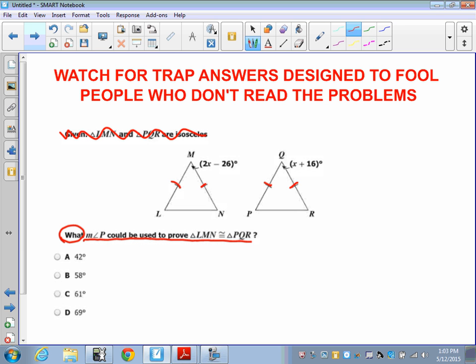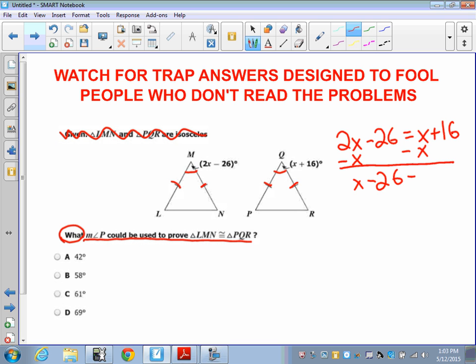But how are these trap answers? We should see that these 2 angles here are going to be congruent. 2x minus 26 is going to equal x plus 16. So we just solve for x. x minus 26 is equal to 16. We add 26, and we get x is equal to 42. So here's a trap answer. We solve for x. We should be tempted to pick 42.